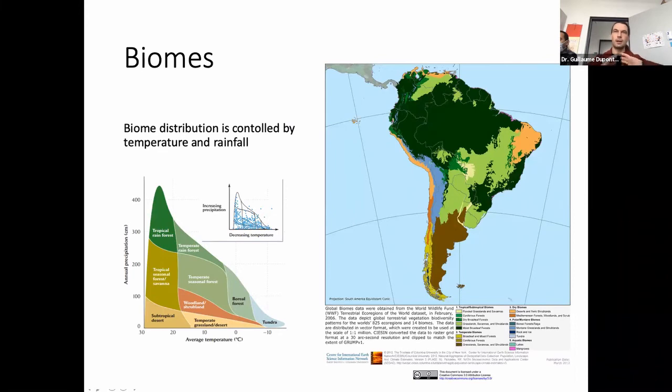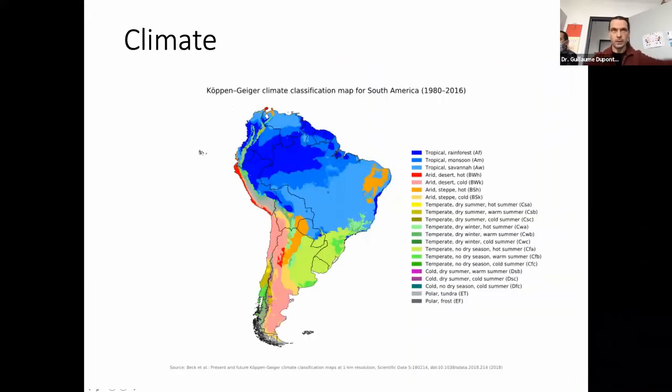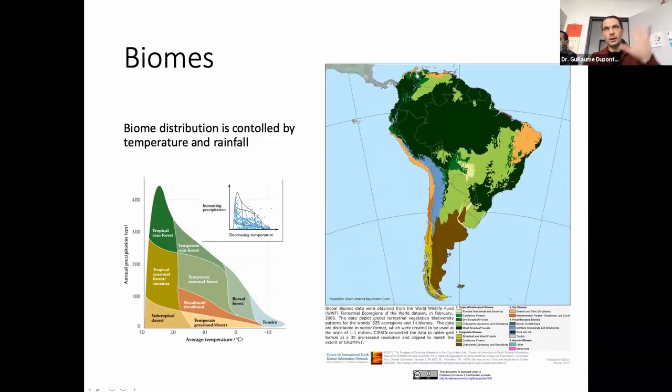So we can translate now this map here. Yeah, this is a map of climates. And we look here at the map of biomes. Biomes are large-scale vegetation types. So they have nothing to do with the species composition. They just reflect the type of vegetation.